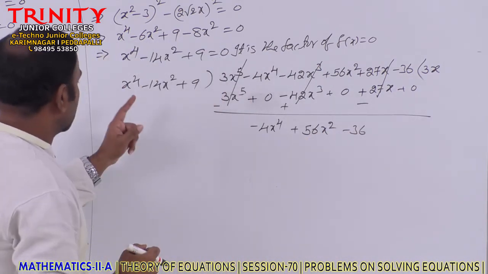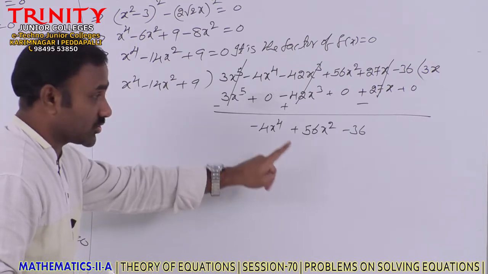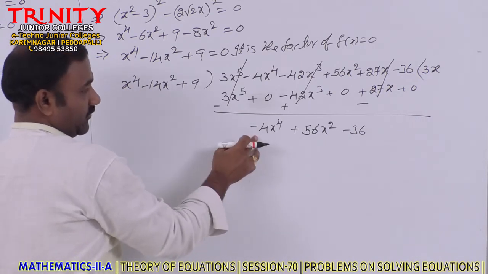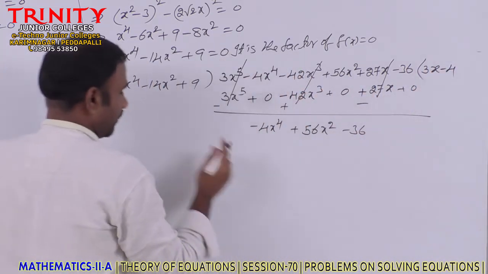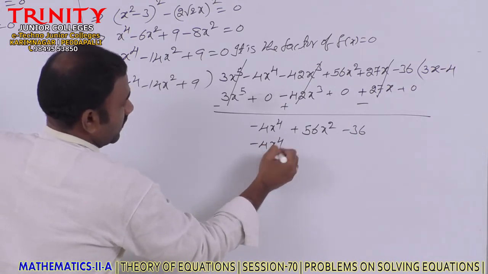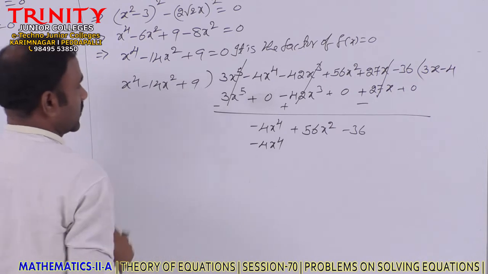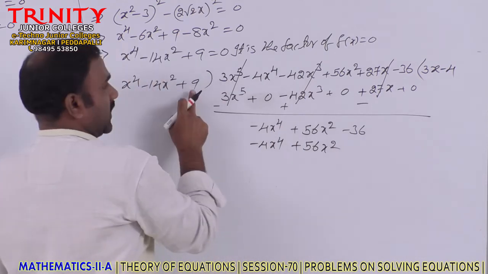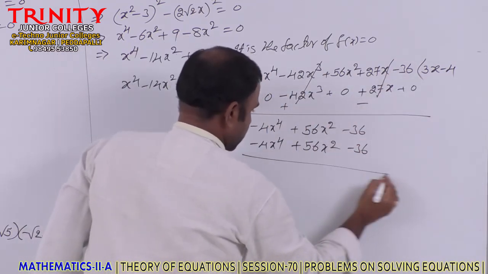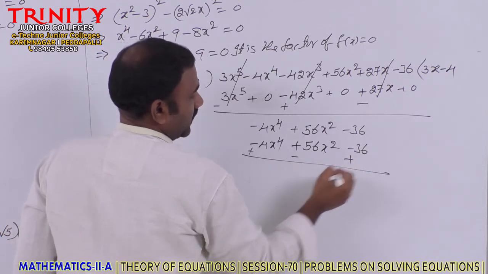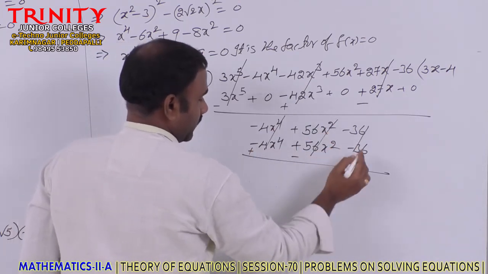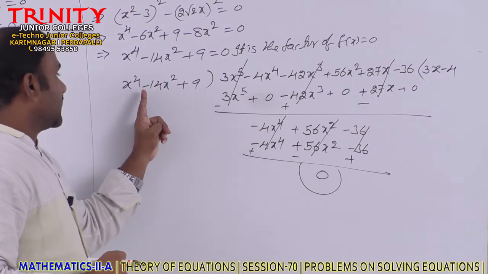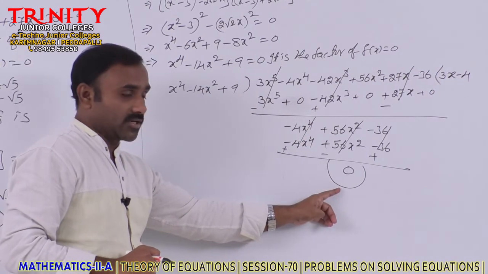Okay, then we are saying this is a factor, therefore compulsorily the remainder is 0. Still it is improper. Why? Because x power 4 is there, therefore we have to multiply with minus 4, then we will get minus 4 x power 4, 14 into 4 plus 56x square, 9 into minus 4 minus 36, plus minus plus cancel, 0. We must get the remainder as 0. Why? Because we are saying this is a factor, therefore compulsorily the remainder should be 0.